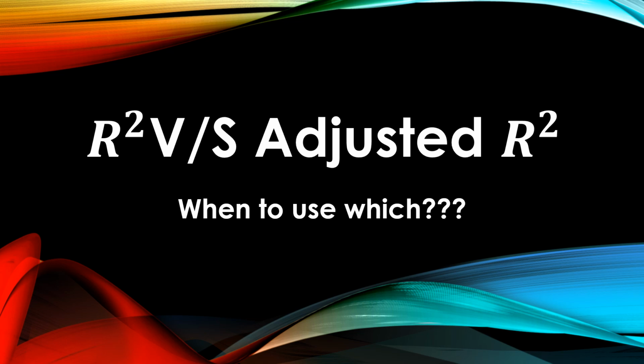Today I have brought forward a very important topic related to everyday research, which is R square versus adjusted R square. That is coefficient of determination versus coefficient of adjusted determination. In this video, we will see the difference between these two measures and which measure we should use under what situation. Let's begin.